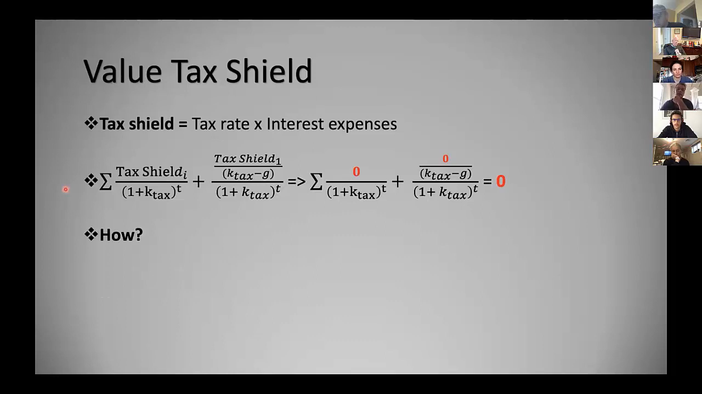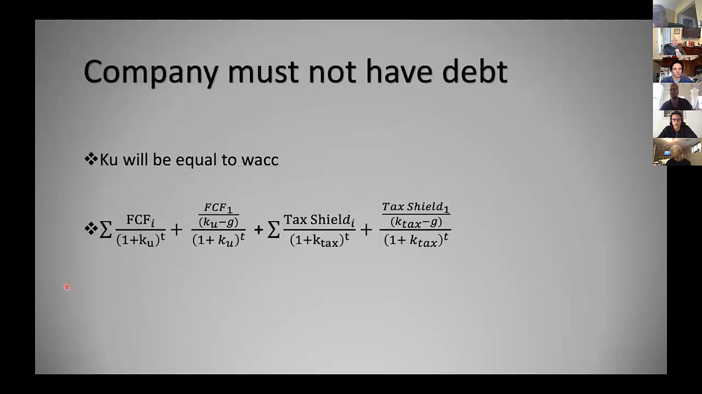And how can we have the tax shield equal to 0? Well, there are 2 possibilities. We can have a tax rate equal to 0, but I don't think that's possible. I've never seen a country with a tax rate of 0%. So that leaves having interest expenses of 0, so having a company without any debt. And if the company does not have any debt, then KU will be the WACC as we saw earlier.